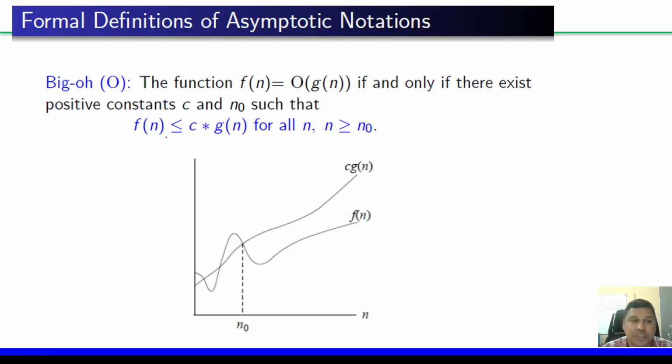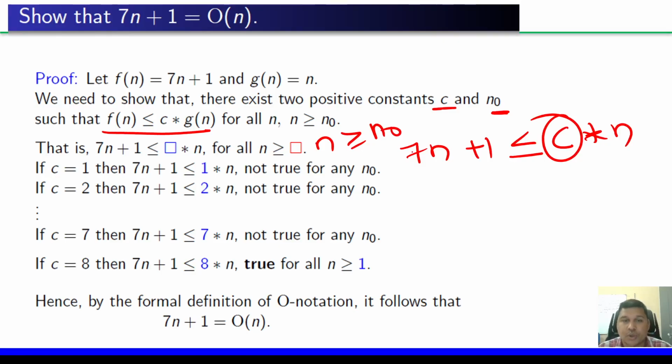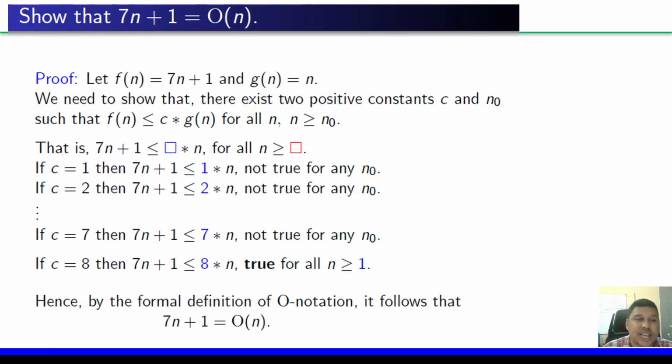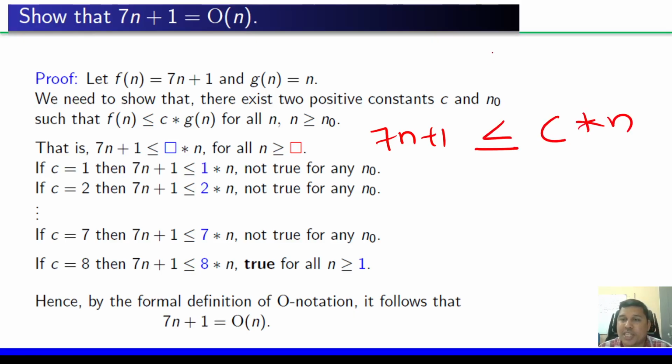See the definition here, very clearly: f of n less than or equal to c into g of n for all n greater than or equal to n naught. So here we have to find c. If you put c as 1, 7n plus 1 less than or equal to c into n. Put c as 1.